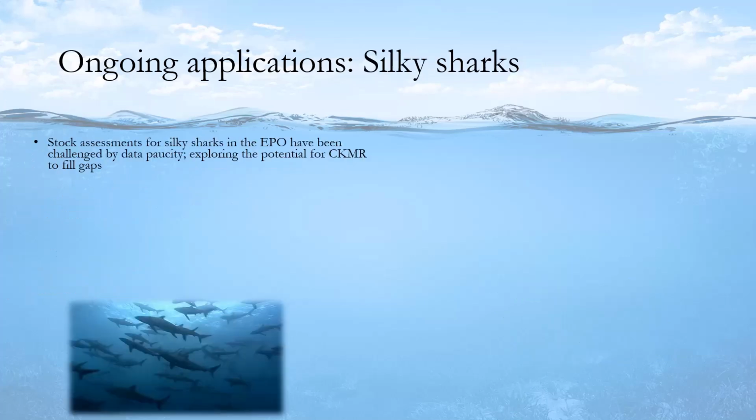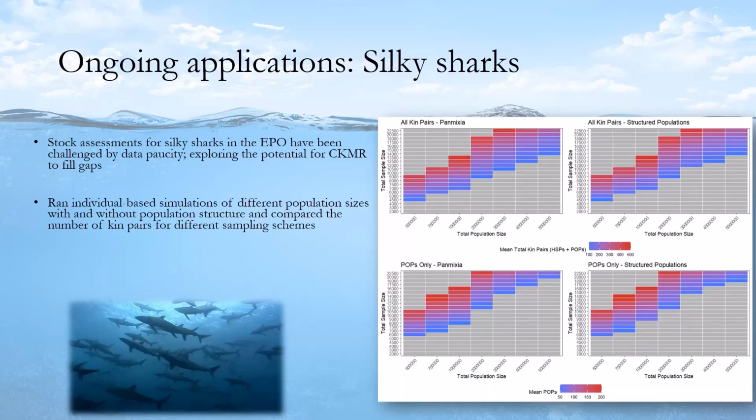Another application that I'm fortunate to be involved with involves silky sharks in the Eastern Pacific Ocean, where stock assessments have been challenged by data paucity, but the Inter-American Tropical Tuna Commission is exploring the potential for CKMR to fill gaps. And so I've run a bunch of individual-based simulations of different population sizes with and without population structure and compared the number of kin pairs for different sampling schemes.